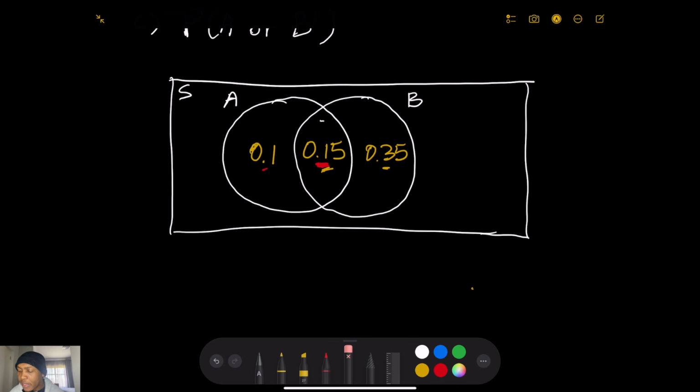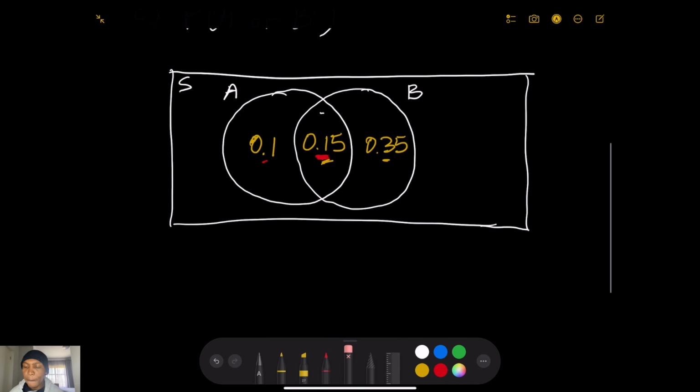Now, in this case, we want to check, is this sample space exhaustive? Remember, when we say exhaustive, it means when we take the probability, and please note, if it's to be exhaustive, it means if I take the probability of A or B, which means we're taking everything within the two, it must actually give us 1, right?